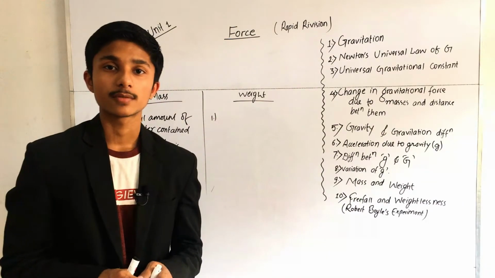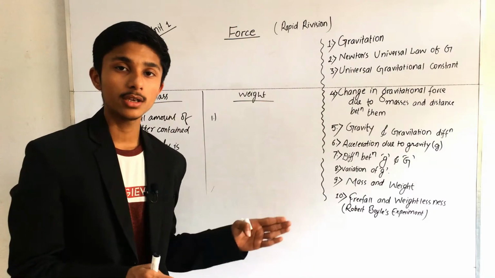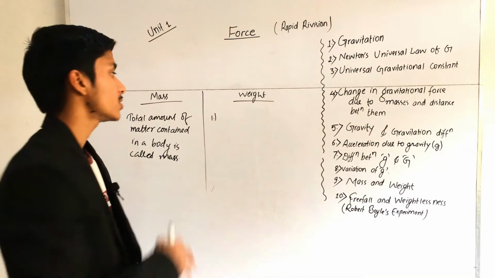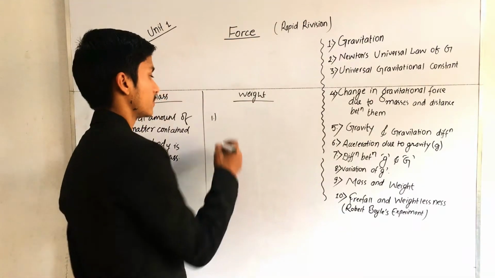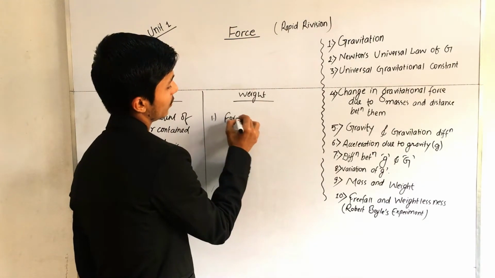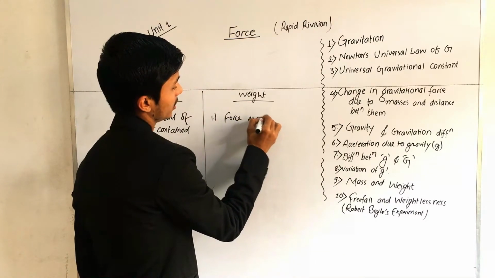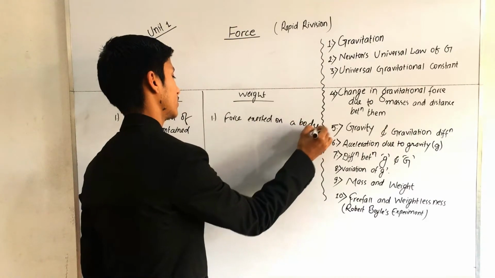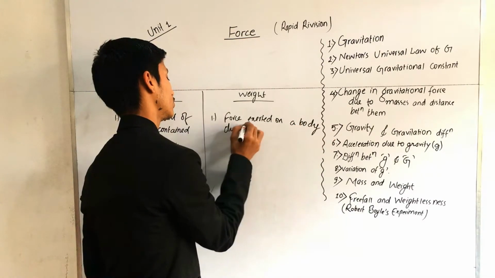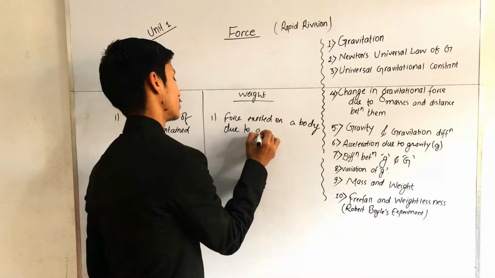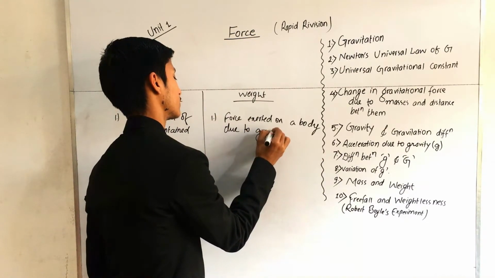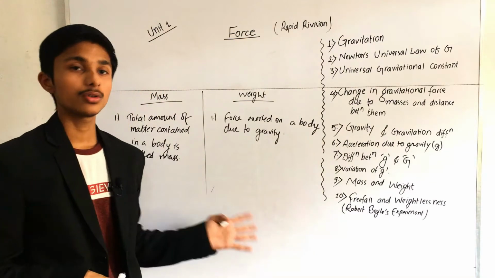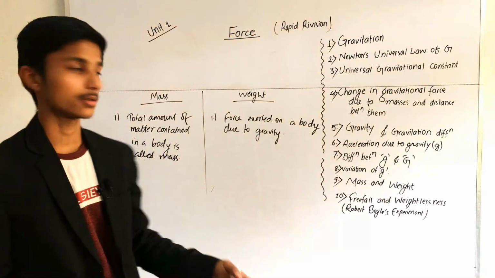Weight. What is weight? This is the force on a body exerted due to gravity. We can write: force exerted on a body due to gravity is called weight.